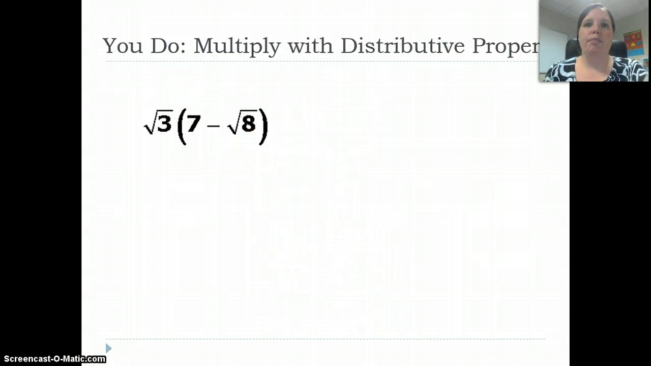Okay, here's a second kind of problem. What else have we done with multiplying? We've also done the distributive property. So this is another one for you to try. Pause and try this one.